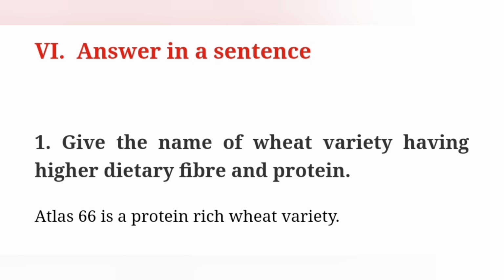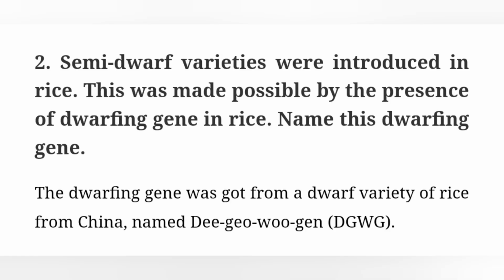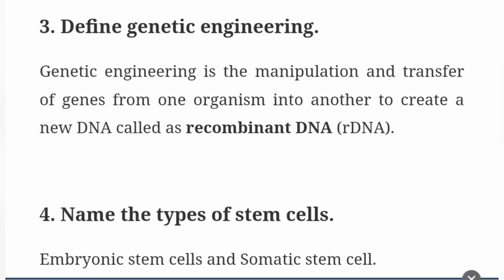Sixth Roman letter, answer in a sentence. First one, give the name of wheat variety having higher dietary fiber and protein. Answer, Atlas 66 is a protein-rich wheat variety. Second one, semi-dwarf varieties were introduced in rice. This was made possible by the presence of a dwarfing gene in rice. Name this dwarfing gene. Answer, the dwarfing gene was got from a dwarf variety of rice from China named DGWG gene, DGWG.